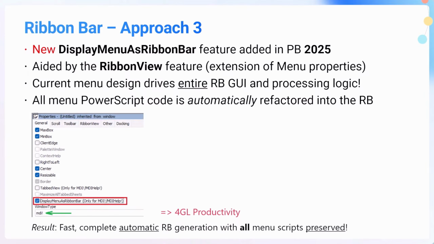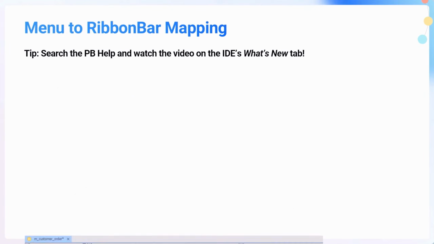It's a 4GL productivity, so I look at this third approach like a data window object did for our SQL. It's dynamically switchable. So you can actually change this Display Menu as RibbonBar as the application processes. So menu to RibbonBar mapping.